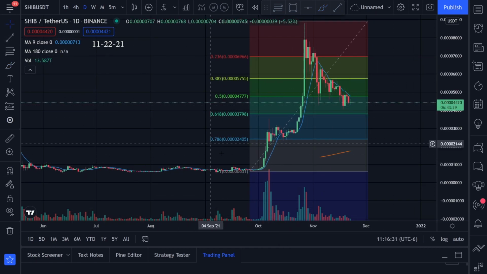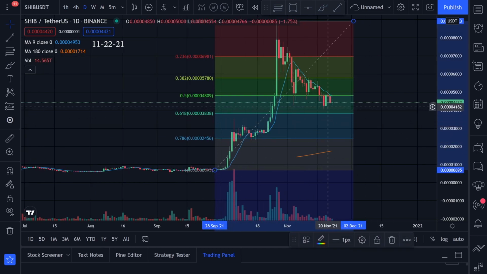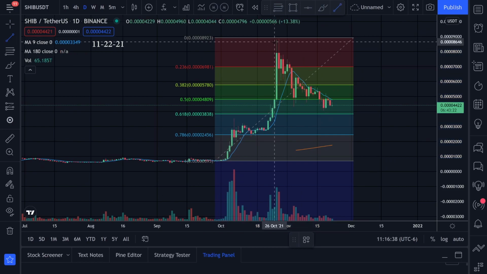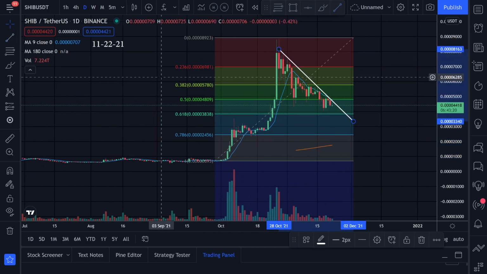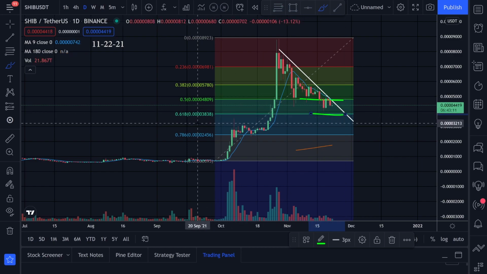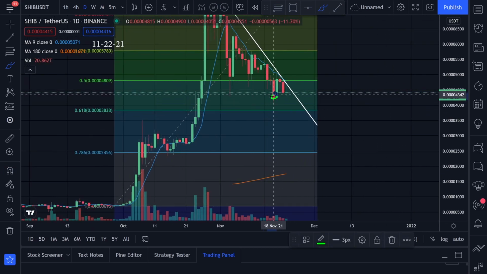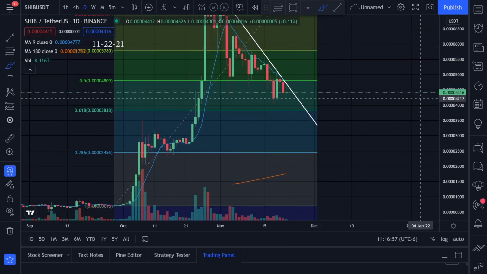Let me readjust the Fibonacci retracement. I don't know, maybe something like this. And so, like I said, I'm mainly watching this downtrend, and if I was putting in Fibonacci levels, I would be putting in one right here and maybe one right here. The next level down is around .00003838. Like I said, it looks like we're getting a little bit of support right here. I'm curious if we're going to break out soon.